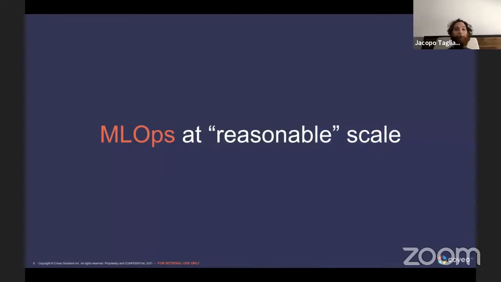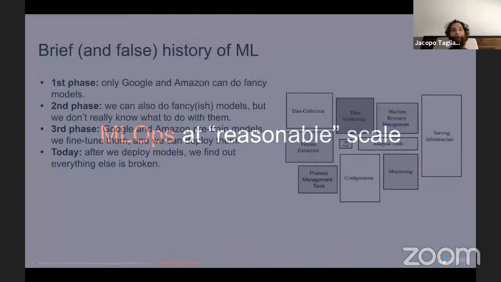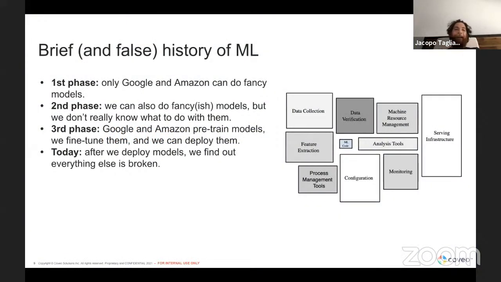So I hope that's good enough for an introduction, and now let's go to the actual talk. If you want to do ML at a reasonable scale, I think you need to understand a bit how we arrived at this point in May 2021. This is a brief history of ML. It's not really a history of ML, but it highlights some of the phases that went into the industry when the field started maturing and progressing.